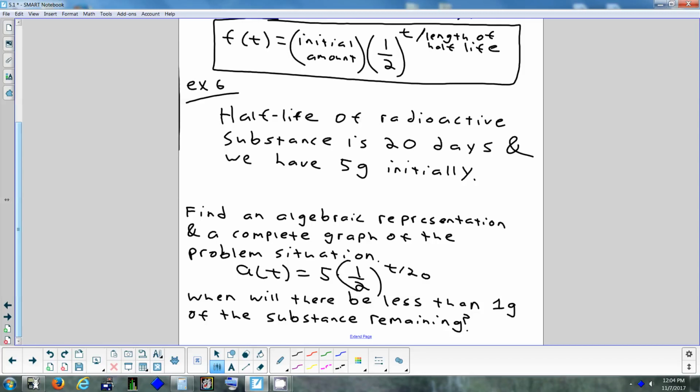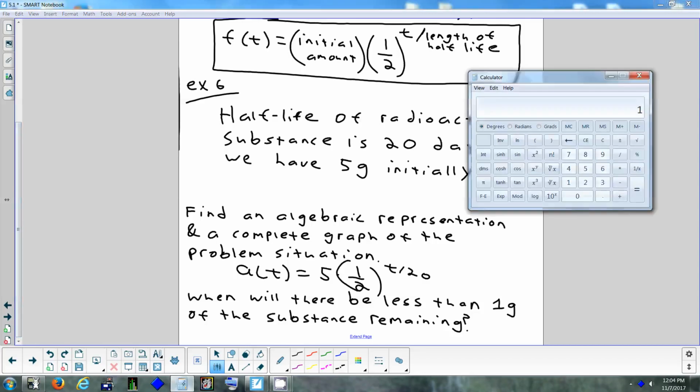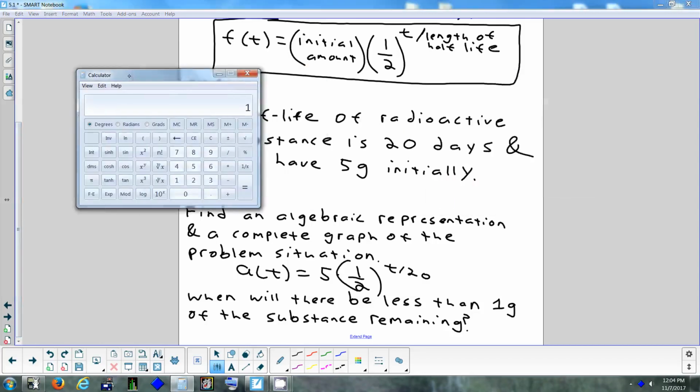Right, so now the question is, when is there less than 1 gram remaining? Well, without graphing it, I can tell you roughly what it would be. That's 1 half-life. Okay, keep track of that. 1 half-life, 2 half-lives, 3 half-lives. Somewhere between the second and third half-life. So that'd be somewhere between how many days? Yep. 40 and 60. Somewhere between 40 and 60 days. Okay, you could graph it on the calculator and get the exact answer.